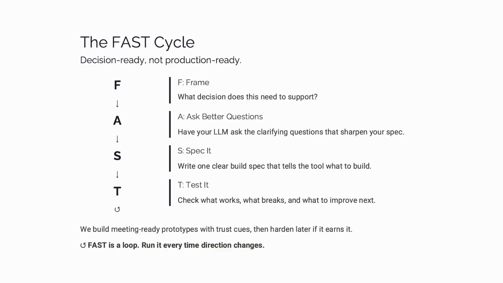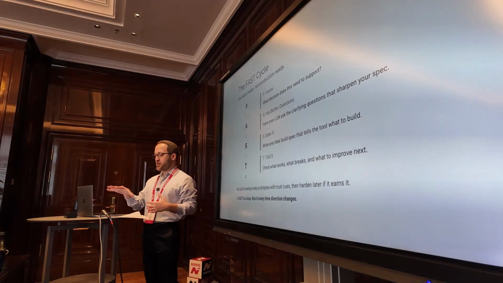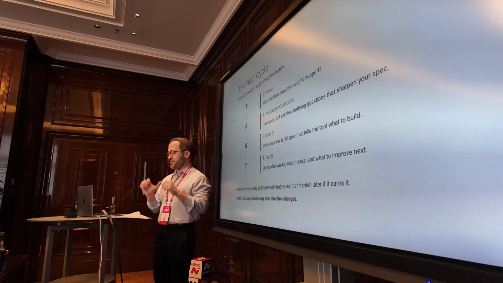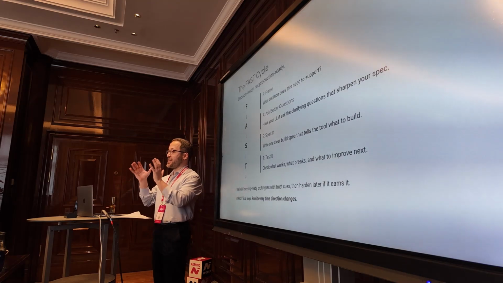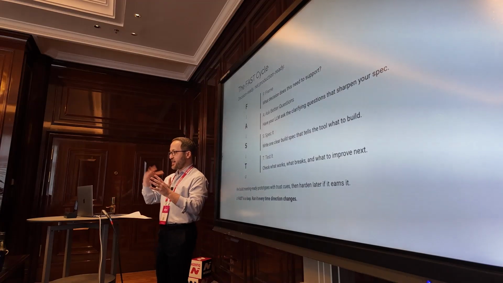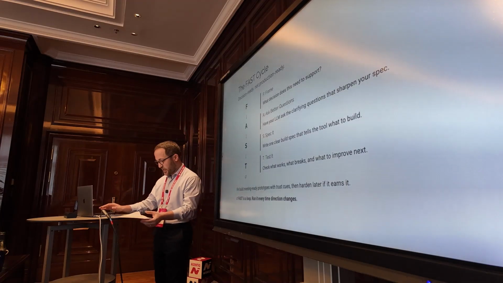So this fast cycle is a loop. Run it anytime direction changes. If you have a new question or a new stakeholder come in or something, you could start from the top, run it back through, and repeat as many times as you need to. We're going to be running this cycle twice today. So first in exercise 1 to build the V1 of our build specification and our app. And then again in V2 to create our update specification.